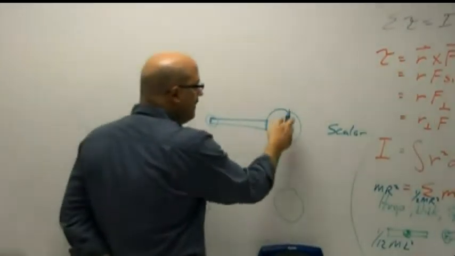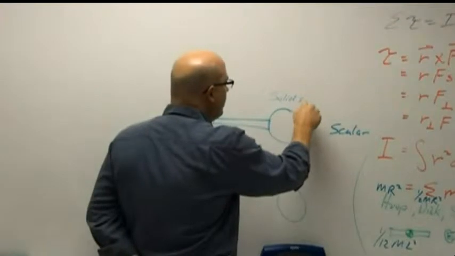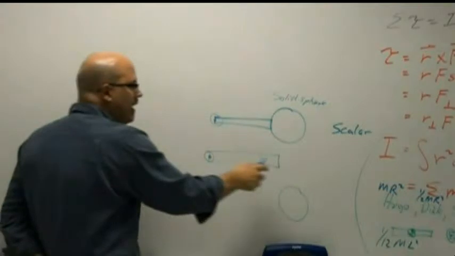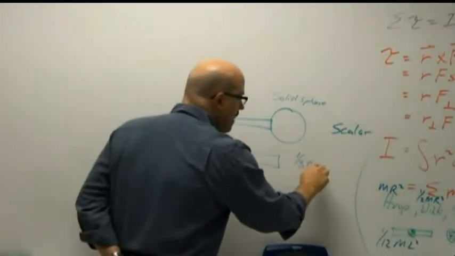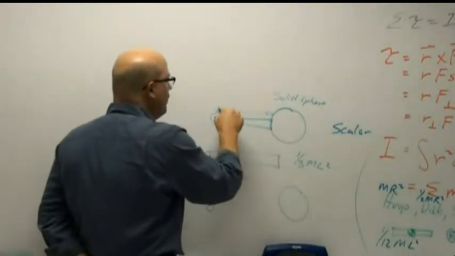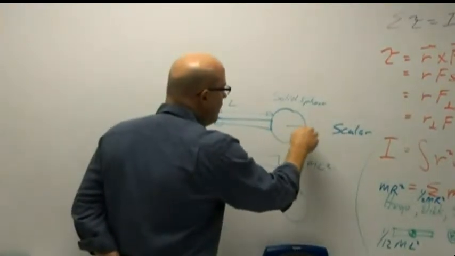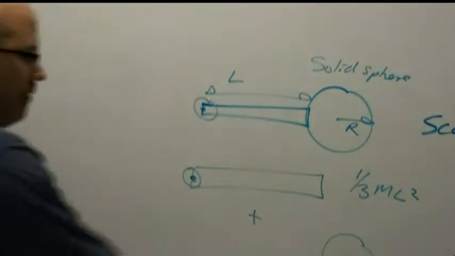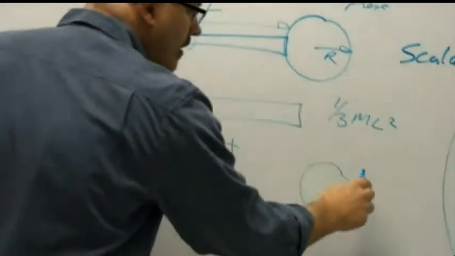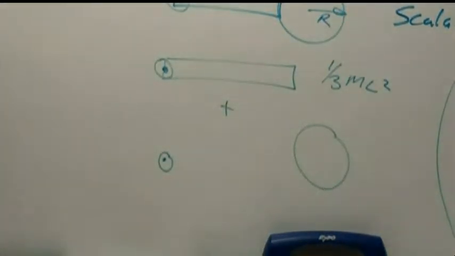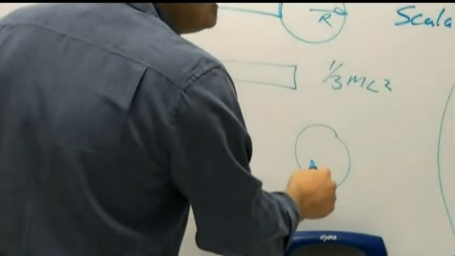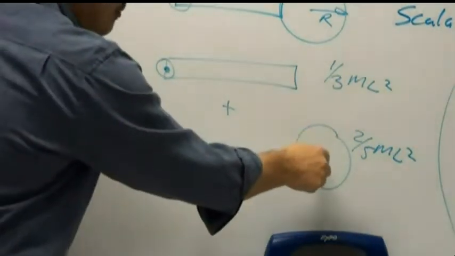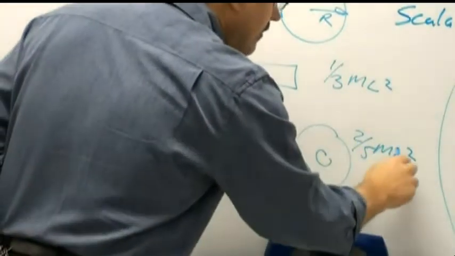This one right here, if this was, say, a solid sphere, okay? So this is a bar, and this is a solid sphere. This one right here would just be 1/3 ML squared, where this is L. And let's say that this right here is R, just to make it easy. So the moment of inertia about this piece right here is going to be 2/5 MR squared.